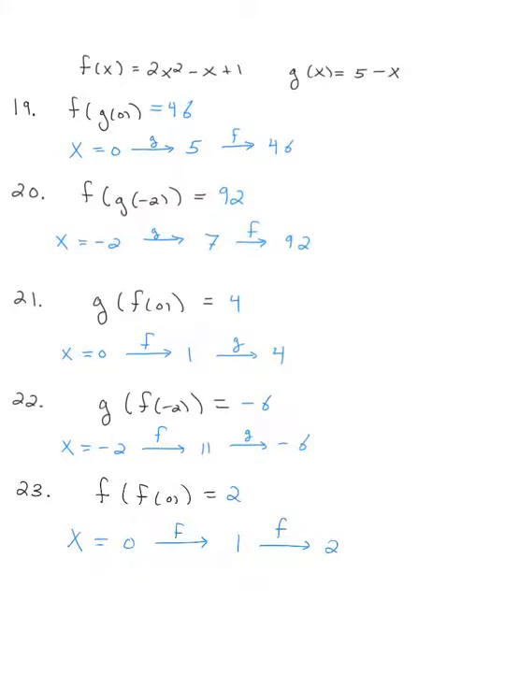And likewise, you can compose g with itself. That is, what is g of g of negative 5? Here we're starting with negative 5 and putting that through the function g, and we get 10. You now take 10 and you put that into the function for g, and you get negative 5. So that's the answer here.